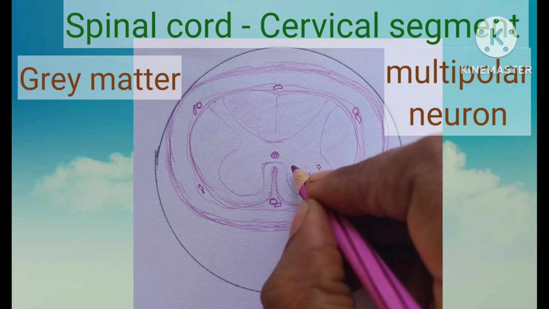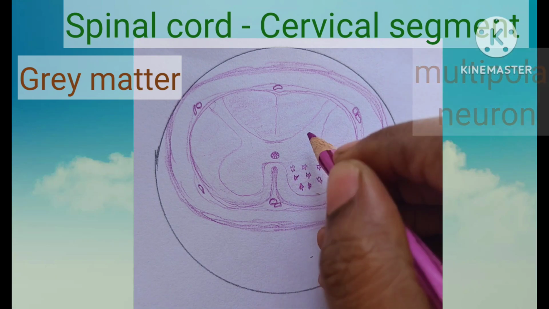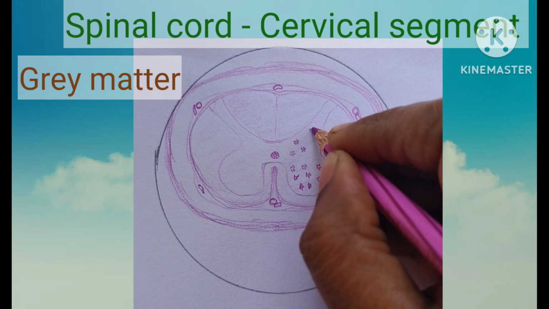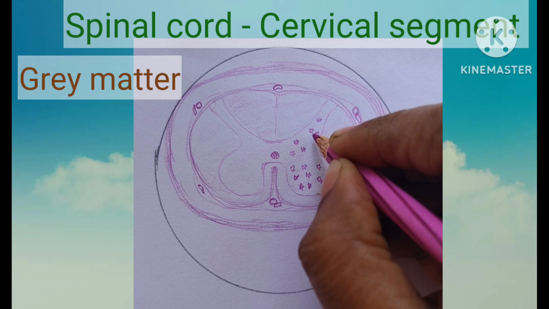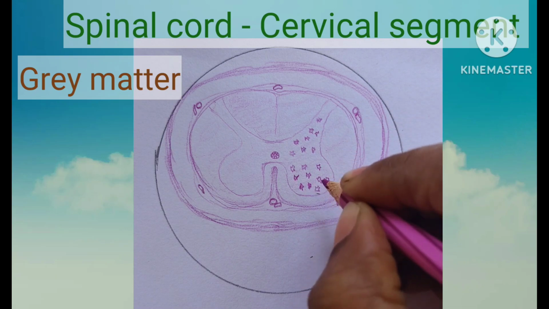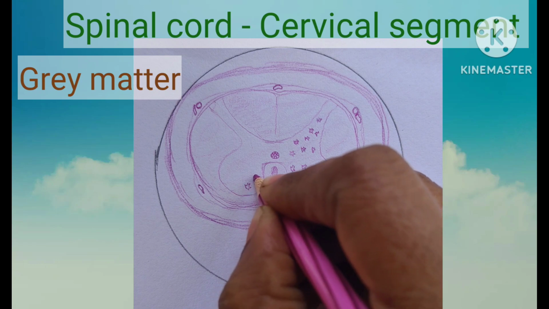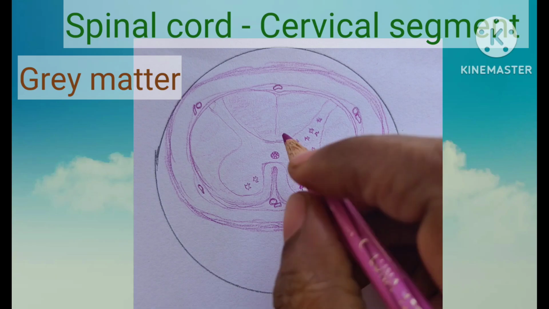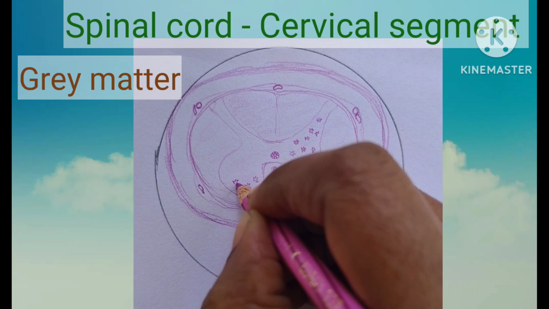The grey matter consists of the cell bodies of multipolar neurons, the blood vessels, and also the neuroglial cells. The multipolar neuron, as we know, has many dendrites and an axon. So the processes you have to draw like star-shaped cells with a nucleus in the center.